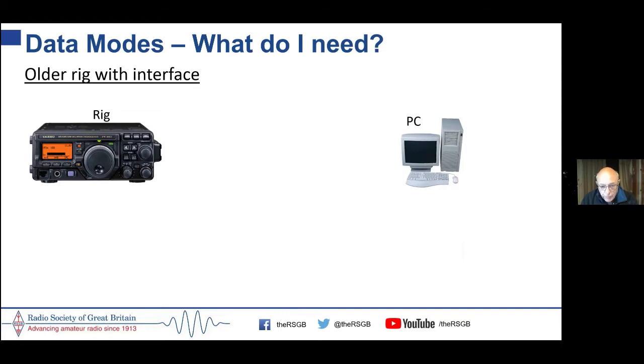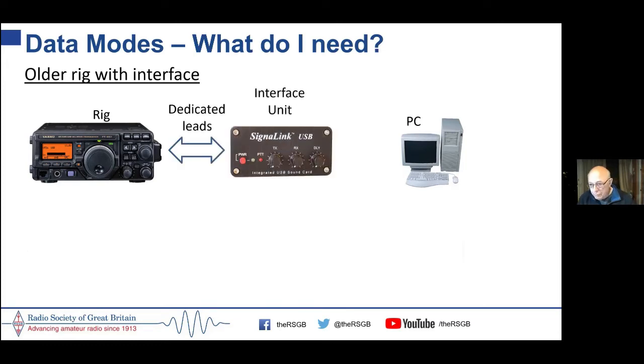So the other alternative for the older rigs, if you want to buy a bought solution, is to get something like a signal link interface. There are lots of these interfaces out there. These usually have a USB connection to the PC and then dedicated leads that go from the signal link unit or any other unit that plug in the back of the rig and pick up the audio feeds, and sometimes PTT. There are models out there that handle the CAT control as well, but that's a way, if you don't want to make your own leads and you prefer a bought solution, then that's the way you can do it with the older rigs.